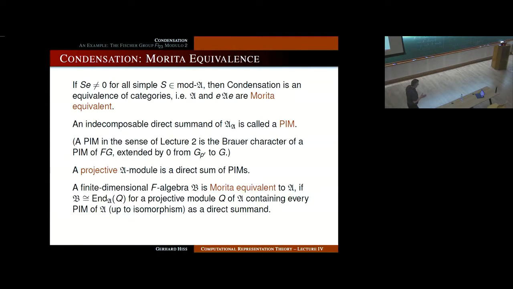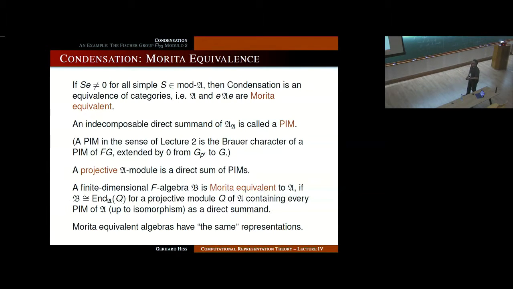Okay? So you take every indecomposable direct summand of A. Well, if you look at the endomorphism algebra of A itself, this is A. But if you look at a submodule which consists of a direct sum of PIMs, each isomorphism type occurring at least once, the endomorphism algebra will be of smaller dimension, but this is the algebra Morita equivalent to A, and this is Morita equivalence.